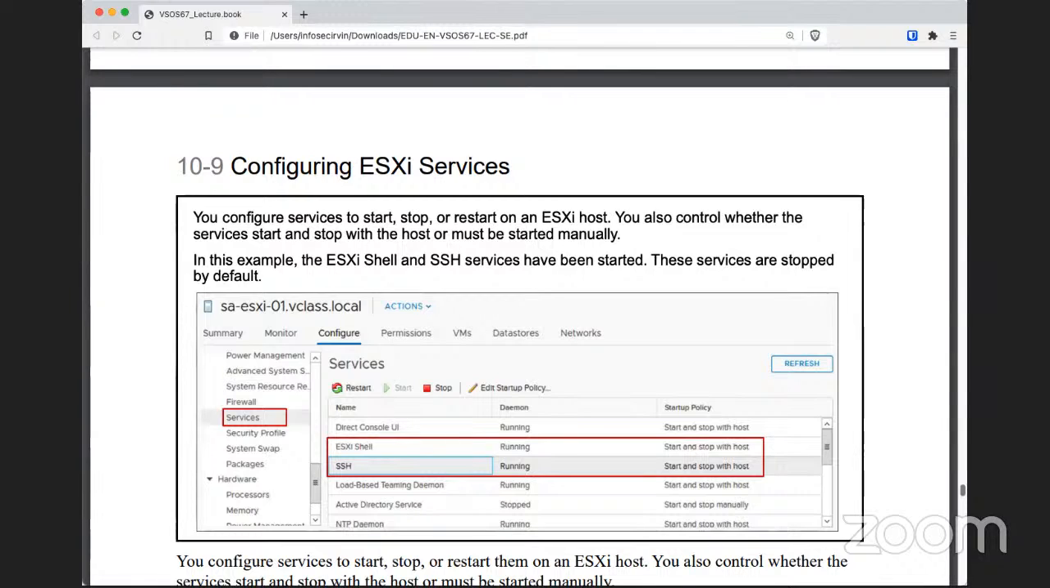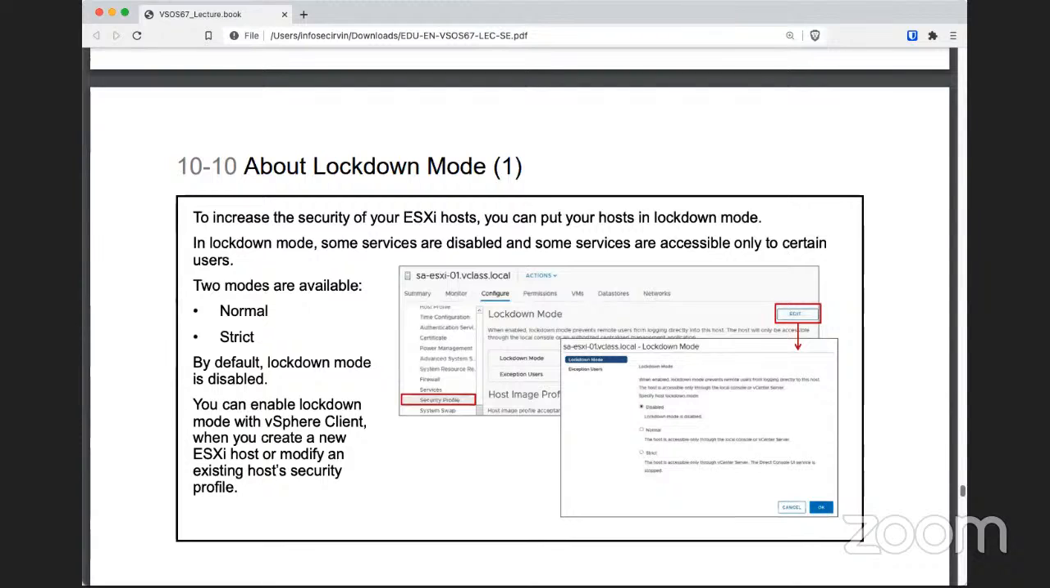To that end, only turn on things like the shell and SSH when absolutely necessary, and then turn them off when you're done to prevent any subsequent attacks, to prevent any excess doors from being opened. You can enable lockdown mode. This is where services are disabled or accessible only to certain users in certain ways. You have disabled, normal, and strict. By default, this is turned off, and you can enable it if you want.